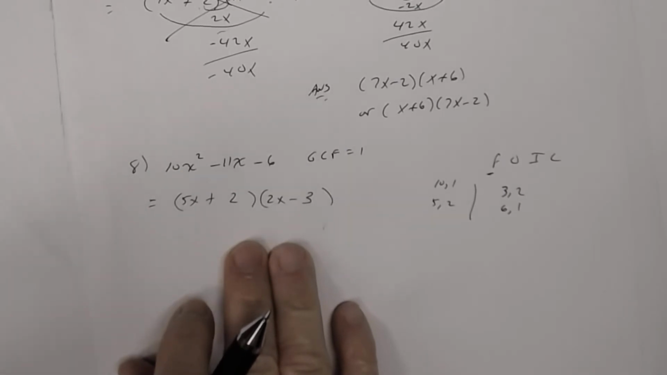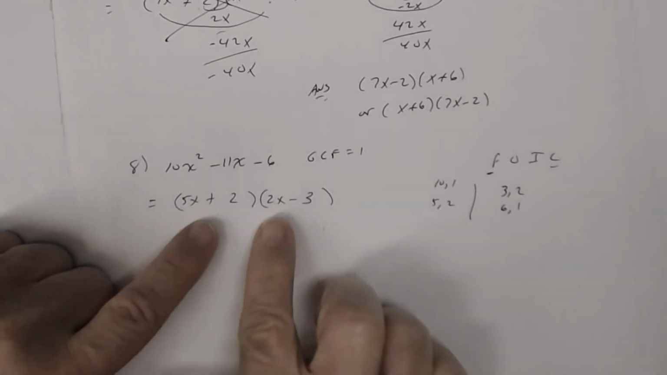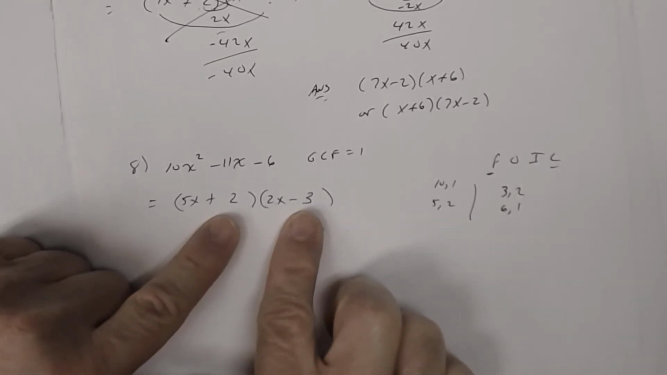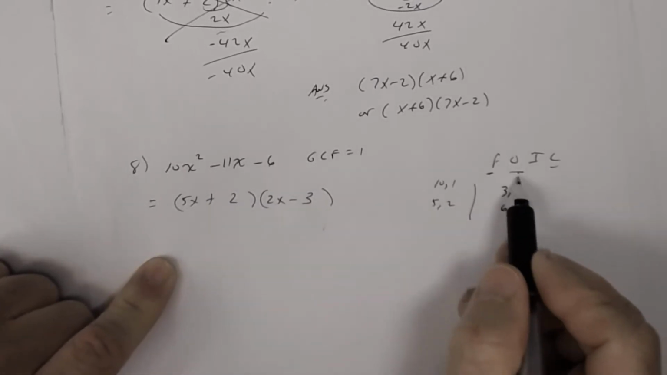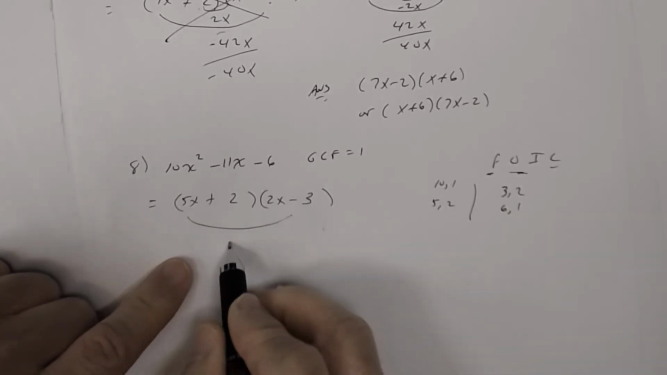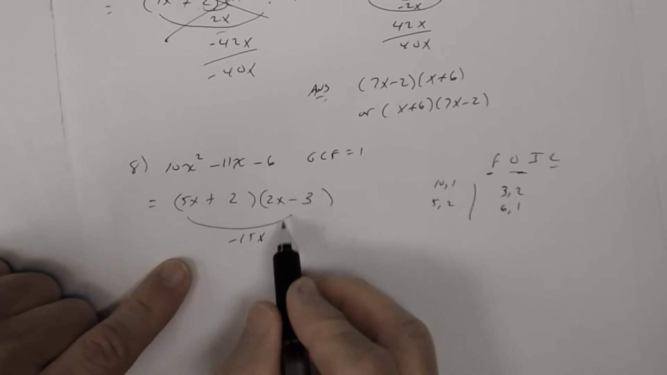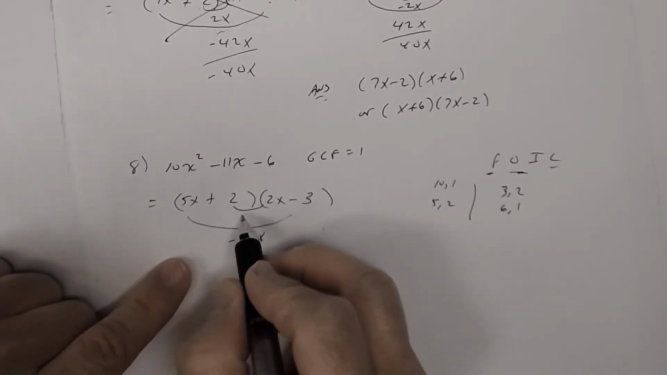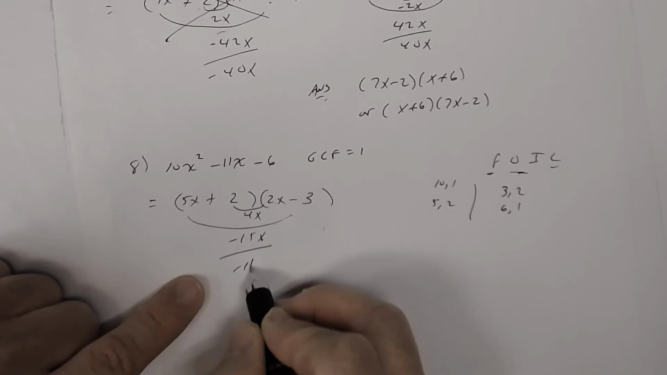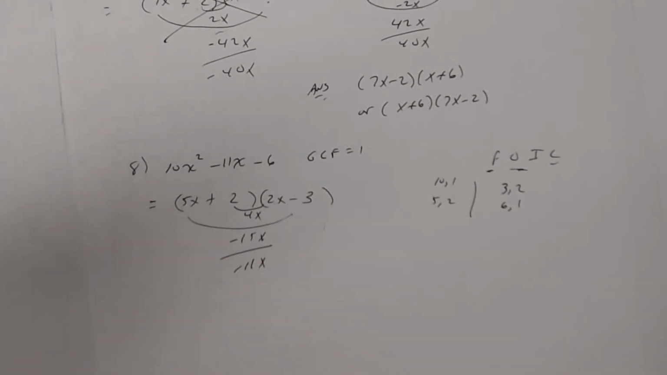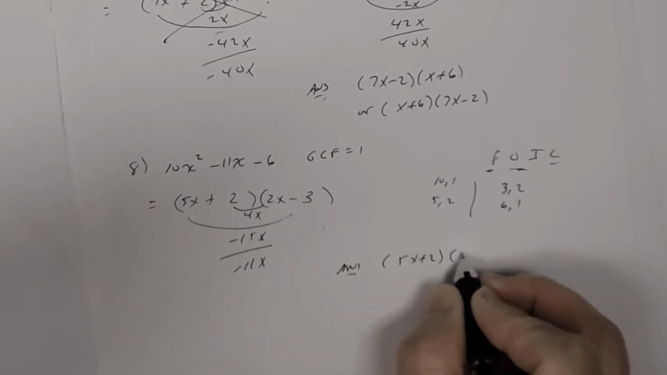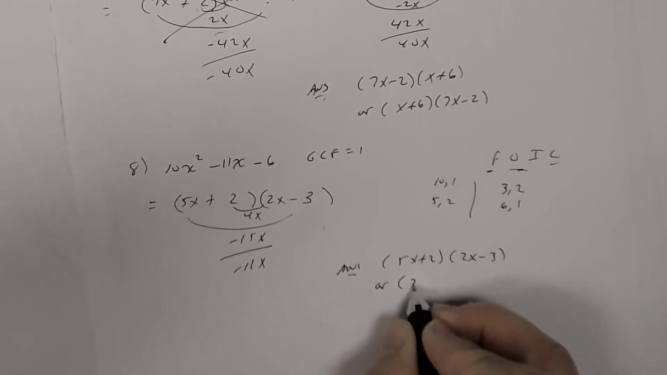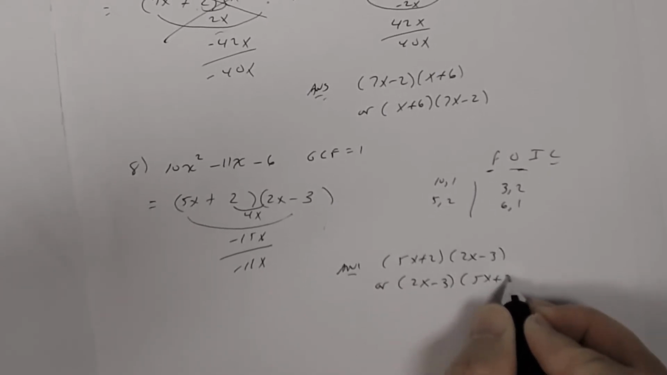All right, now, don't say that's your answer without checking. It is so easy to get all these correct because you can always check your work. So let's go to L. A +2 times a -3 is a -6. Now, all I have to do is check to make sure I get that middle term, and that's your outer and your inner. So my outer is -15x, because 5x times -3 is -15x. My inner is 4x, and when I add them up, I get -11x. Hey, I got my answer right away. That's your answer. So the answer then would be 5x plus 2 times 2x minus 3, or you can say 2x minus 3 times 5x plus 2.